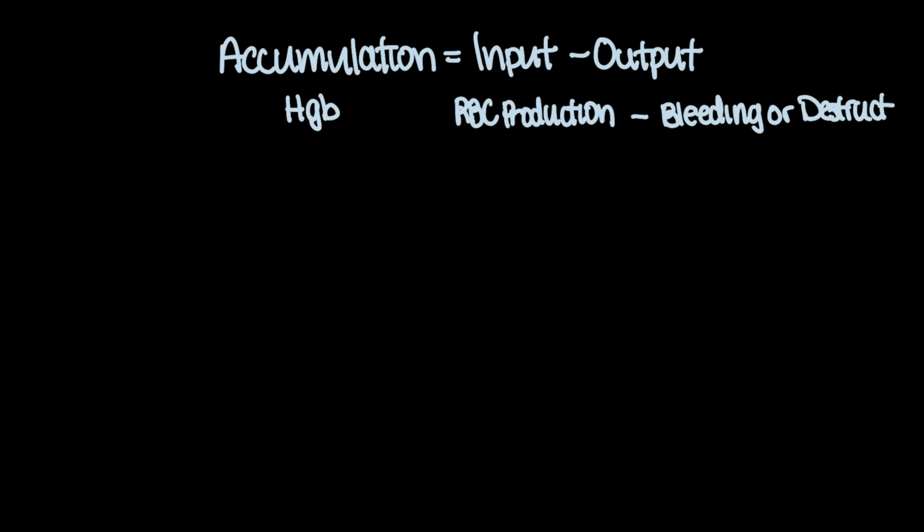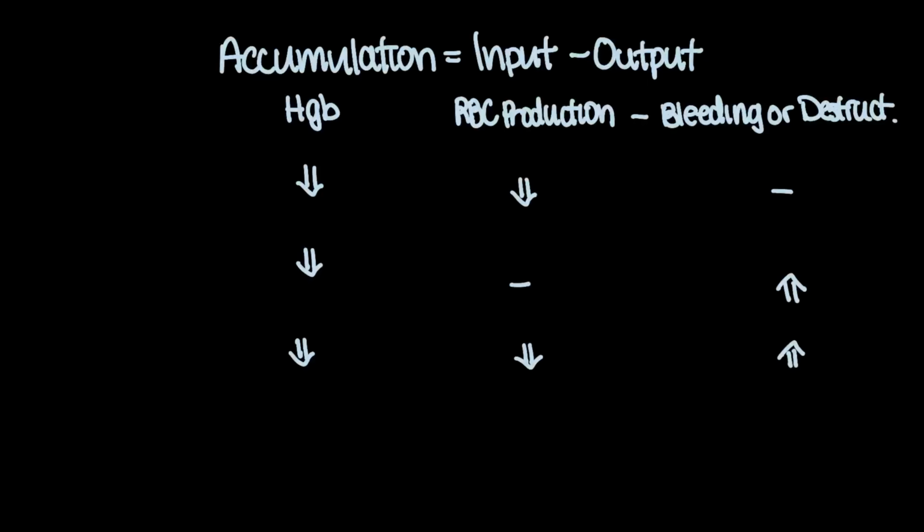And since we're talking about an anemic state, this will be where the accumulation of hemoglobin is low, and this can be produced by a low red blood cell production without any bleeding or destruction. It could be caused by a state of simply increased bleeding or increased destruction of red blood cells, or it can be a combination of both because of a decrease in red blood cell production and an increase in bleeding or destruction.